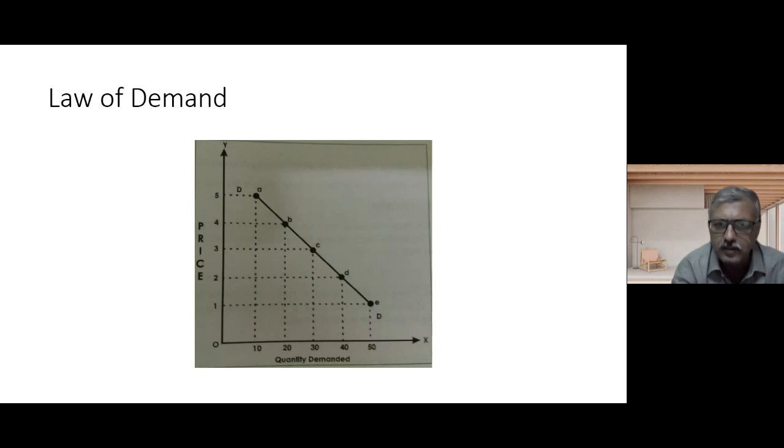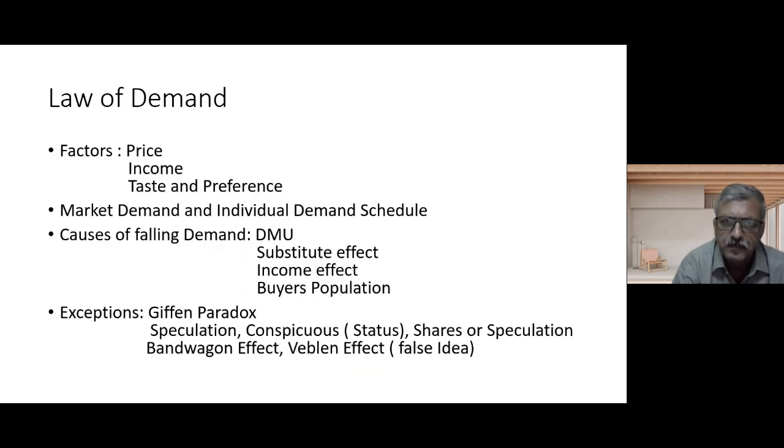Then we talked about the individual demand schedule and the market demand schedule. The individual demand schedule means the total demand at various prices that can be measured for one unit, one consumer. You can call it the individual demand schedule. And if we add up all the demands generated by the whole population in a market at any given point of time, that becomes the total market demand.